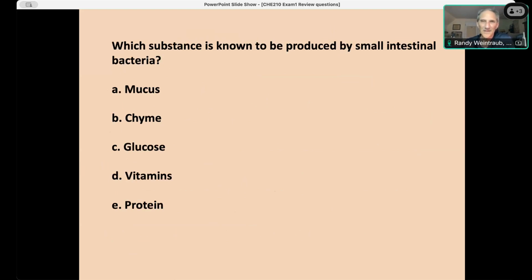Substance known to be produced by intestinal bacteria. I mentioned those two vitamins, B12 and biotin. It's not clear of any others really produced by intestinal bacteria.